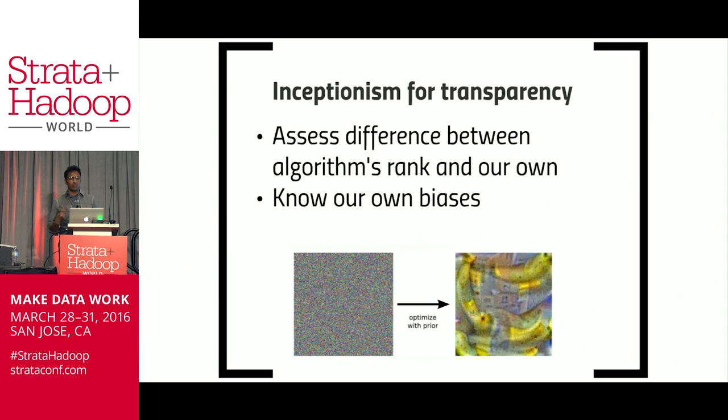Okay? And this does two things for us. It allows us to assess the difference between the algorithm's importance ranking and our own, and it's a fascinating way to know our own biases. So in the Facebook feed, as one example, or in a Google search result, they will show you things that they think are important to you, which may or may not be important. And there may be things that are important that they don't show to you. This is the whole idea.